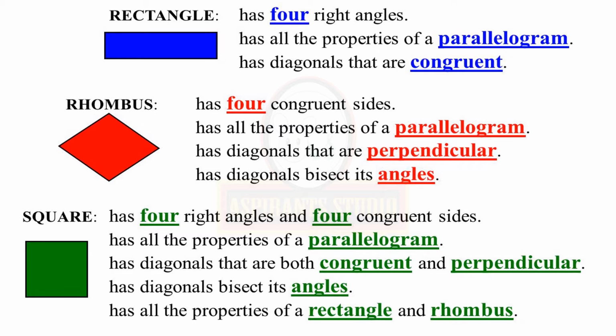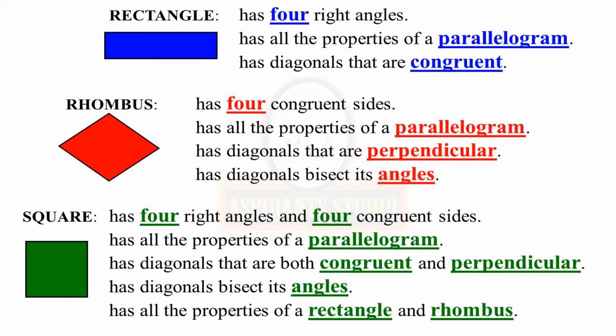Rhombus has 4 congruent sides, has all the properties of a parallelogram, has diagonals that are perpendicular, has diagonals which bisect its angles.